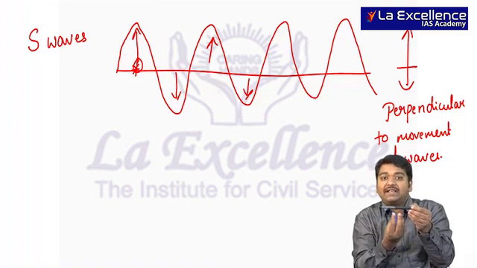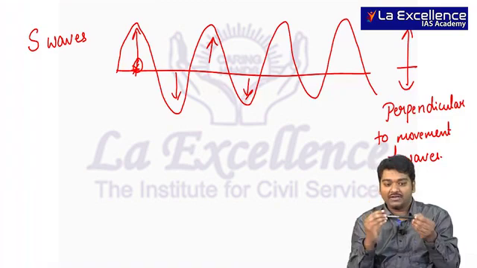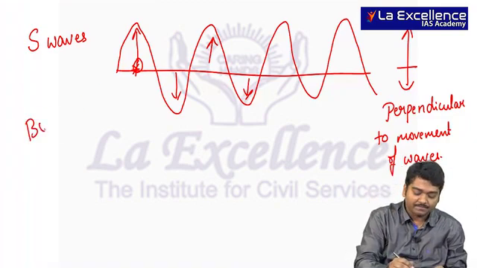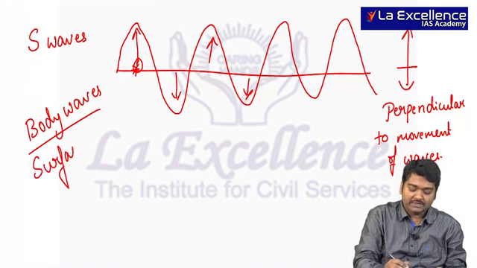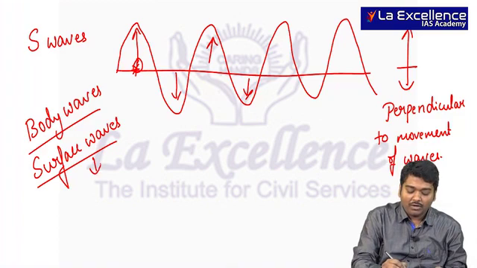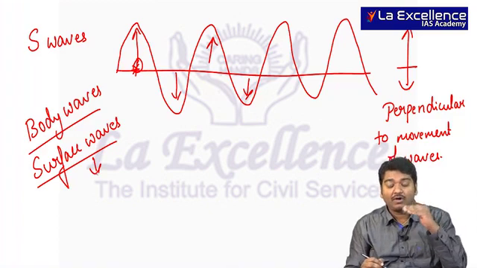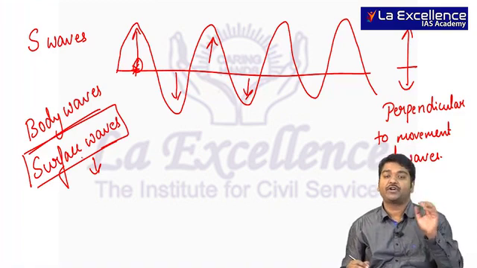P waves and S waves are present inside the Earth, so we call them body waves. When they combine and come out, we call them surface waves. And you should also be aware of what creates damage because of an earthquake: it is surface waves, not body waves.